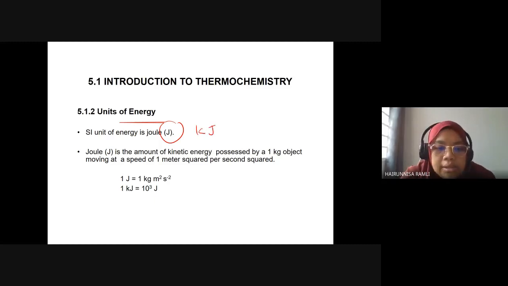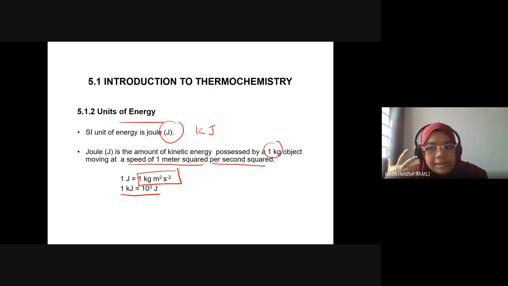Okay, where the joule, 1 kilojoule is equal to 10 power 3 joule. So joule is the amount of kinetic energy possessed by a 1 kilogram of object moving at a speed of 1 meter squared per second. Basically this one is actually this one lah, dia punya unit dia yang sebenar.